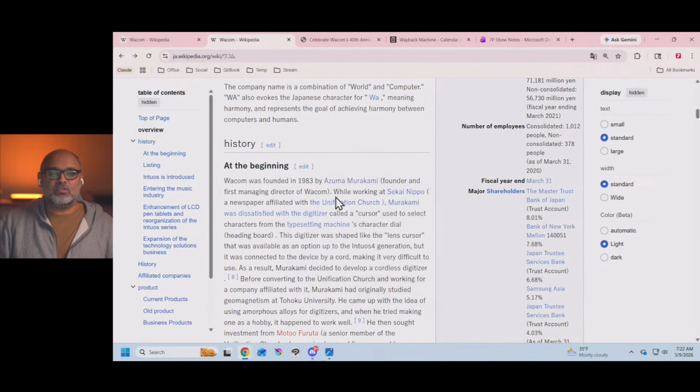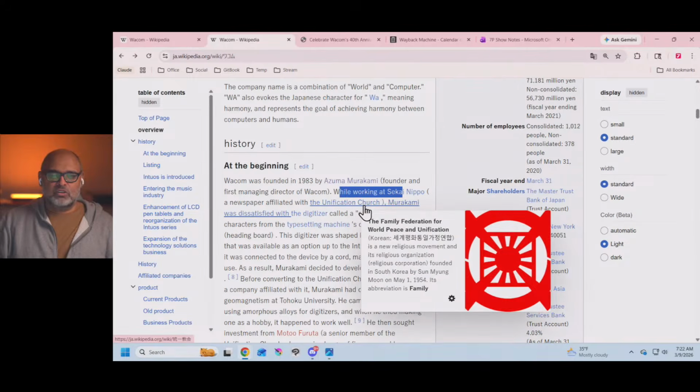Azuma Murakami, founder and first managing director of Wacom, while working at Sekai Nippo, a newspaper affiliated with the Unification Church. Okay? So, Unification Church is its own controversial topic. It is littered throughout this article. Okay? There's just a lot of things happening with it.